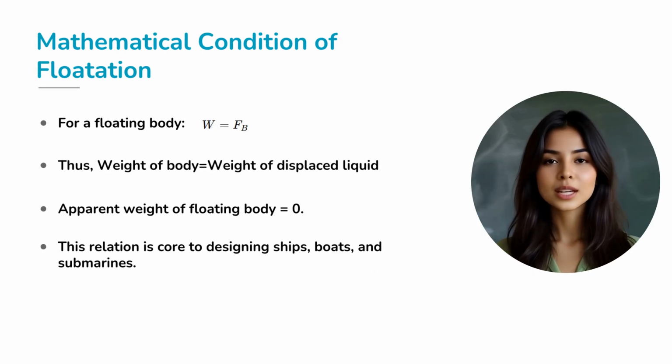Let's put all these ideas into a compact relation. For a floating body, weight of body equals weight of displaced liquid, equation 3. That means W equals Fb. So, the apparent weight of a floating body is zero. This simple relation is used in designing massive ships and submarines. Despite weighing thousands of tons, ships float because their hollow design ensures that the average density of the ship is less than the density of water.